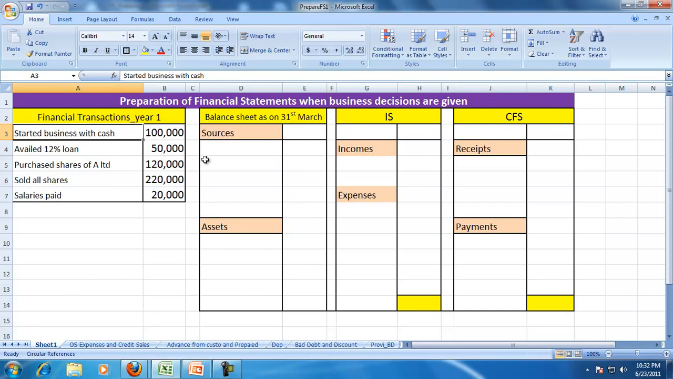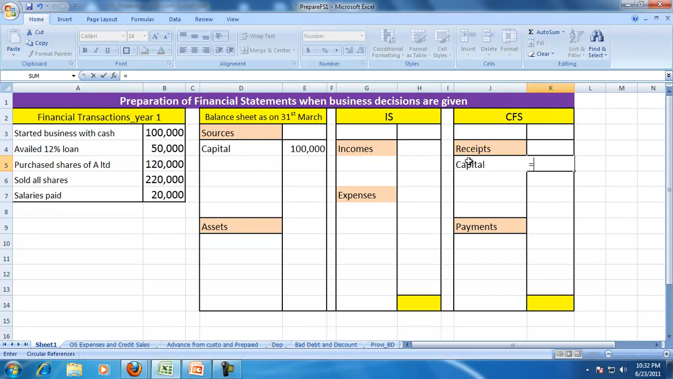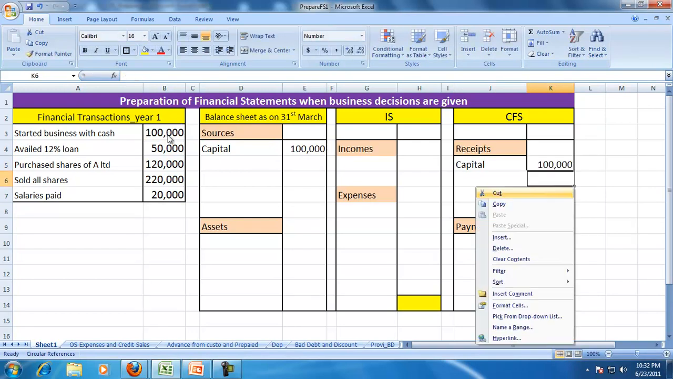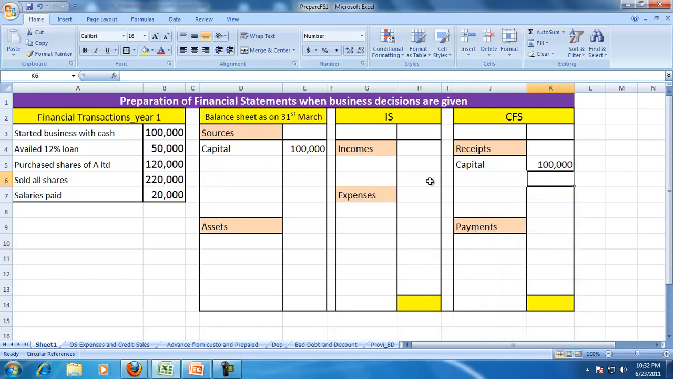Started business with cash, which I mentioned in the past. It's a capital, so capital is 100,000, and it is also a receipt. So capital is a receipt. I'm receiving money from the promoter or the owners. Then you have availed the loan. So loan is also a receipt, 50,000, and loan is a source.